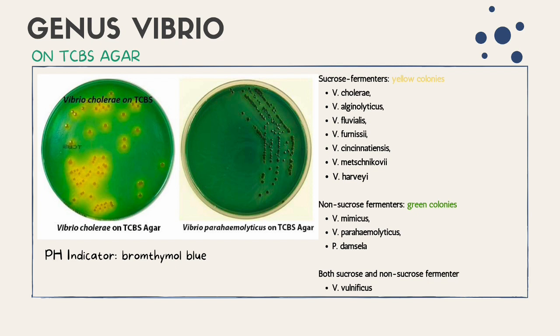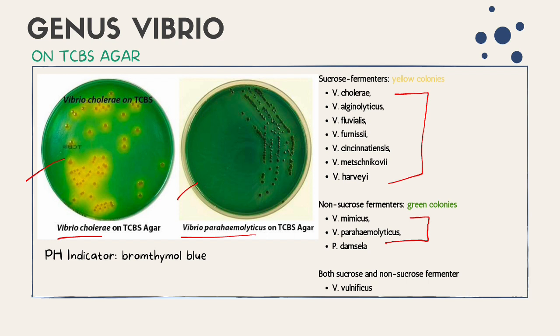So here are the Vibrio species on TCBS agar. Again, for TCBS, we are dividing the genus into sucrose fermenters and non-sucrose fermenters. For sucrose fermenters, such as your Vibrio cholerae, their colonies appear yellow in color. While for non-sucrose fermenters such as your Vibrio parahaemolyticus, they appear green in color. So we have your sucrose fermenters here, or the yellow colonies, and the green colonies or the non-sucrose fermenters.